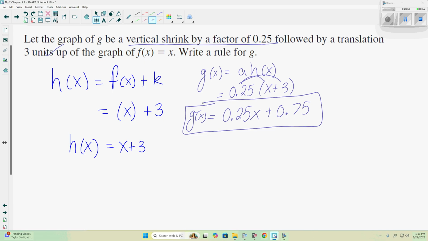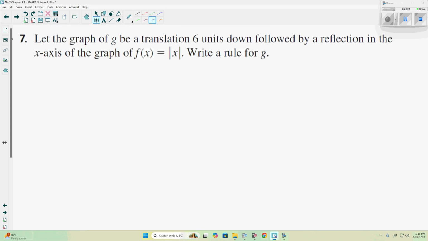Now, I like using this one here because it is a very simple explanation to show that, yes, order changes how these things will work. And the easiest way to avoid that, as it lists them, do them in that order. Let the graph of g be a translation 6 units down, followed by a reflection in the x-axis.